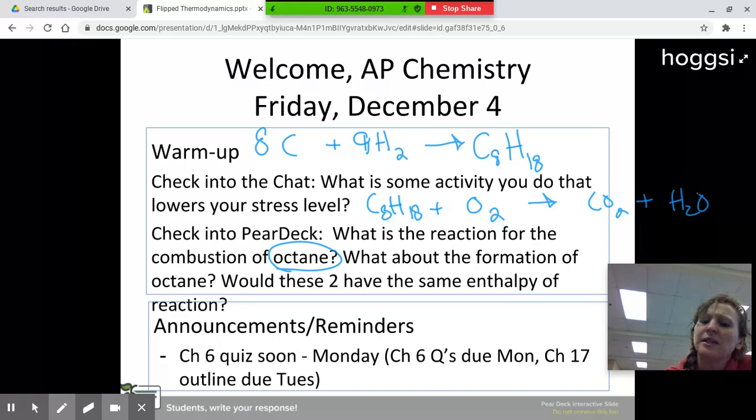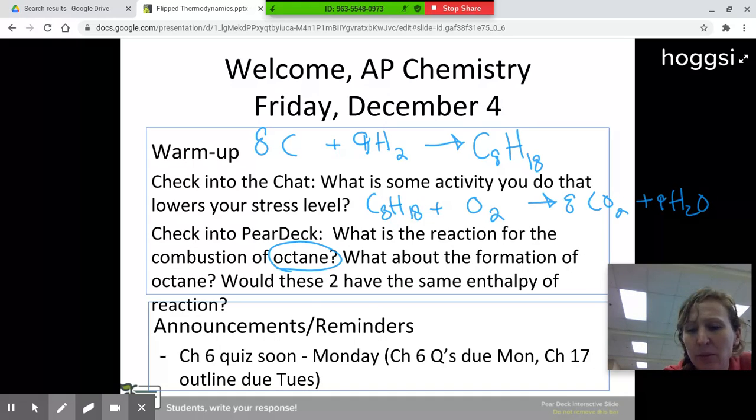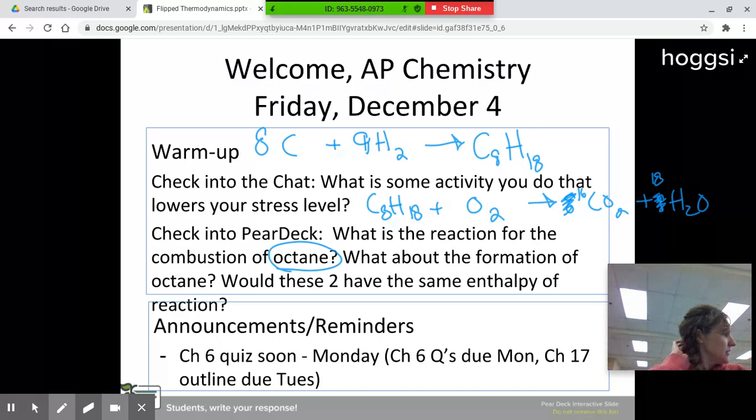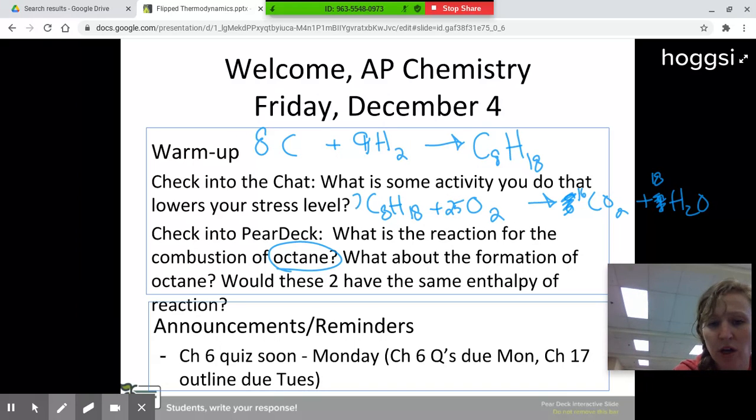And then we'd have to balance that. So what, 8 here? This would be a 9. 9 plus 16 is not a pretty number, so let's double this. Let's go 16, 18. So 32 and 18 together, so that'd be a 25, and this would be a 2. Okay, so that would be the combustion reaction for octane.